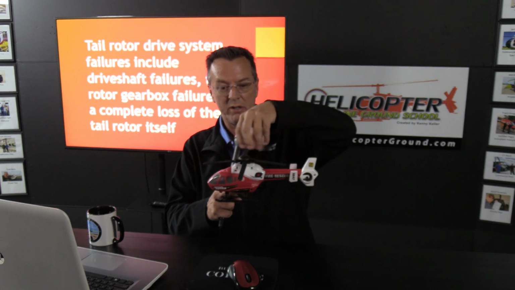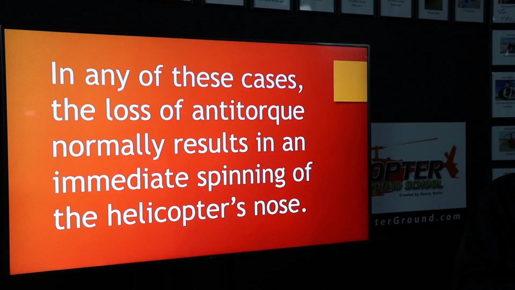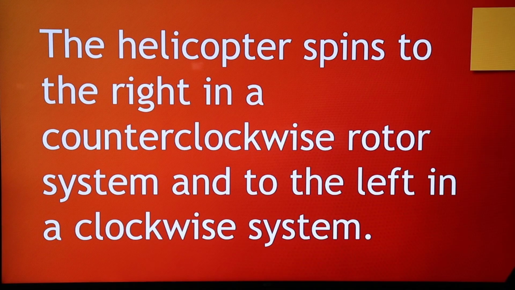So to elaborate on that further, it could be the drive shaft going back to the tail rotor. It can be the gearbox itself that's causing the issue, or the tail rotor has come apart or actually flown off the aircraft. In any of these cases, the loss of anti-torque normally results in immediate spinning of the helicopter's nose. The helicopter spins to the right in a counterclockwise rotor system and to the left in a clockwise system. For those of you just starting out and unsure, it's when you're looking from the top down. Spinning that way, clockwise. That way, counterclockwise. Again, looking down from above, straight at the rotor system.